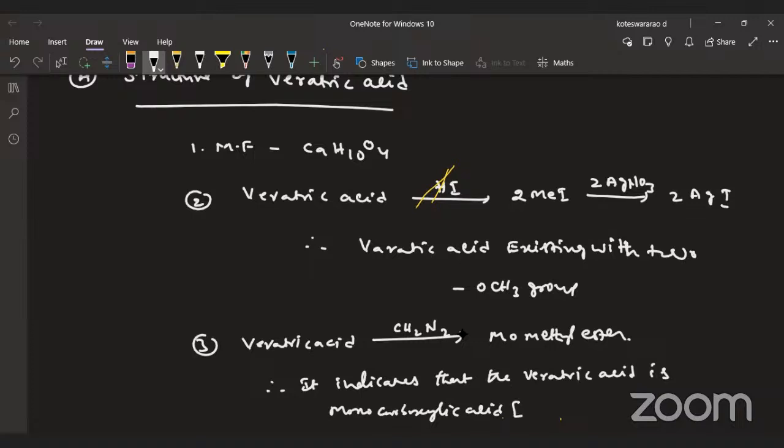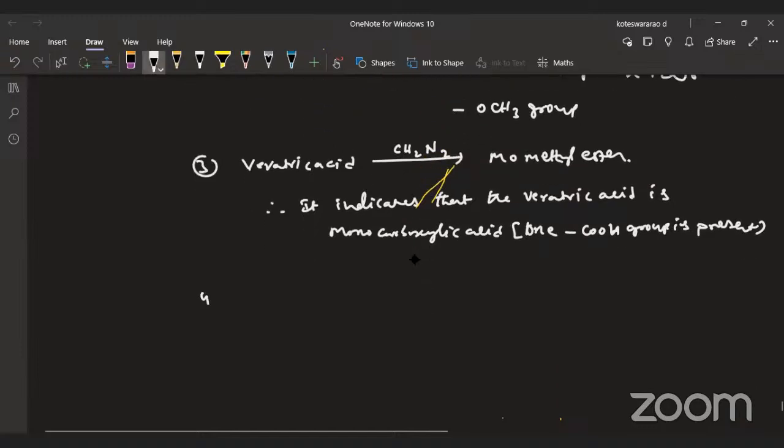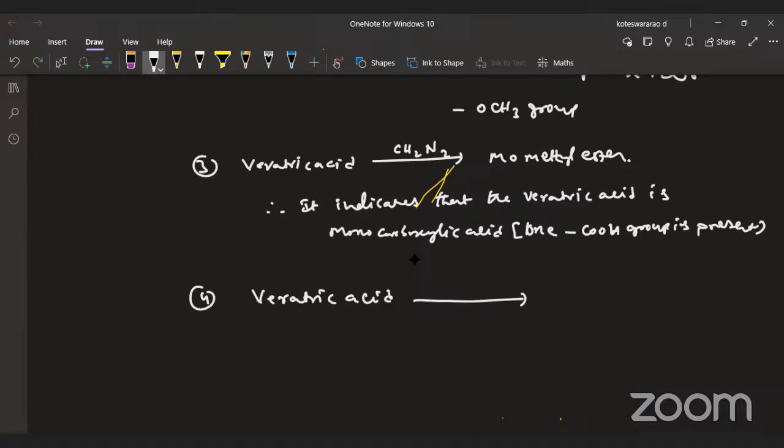What is the meaning of monocarboxylic acid? One COOH group is present. Next, this is the important step. Take the veratric acid. It is degraded by decarboxylation with calcium oxide and heat. That means only the one carboxylic acid group will undergo decarboxylation. That leads to the formation of veratrole. This is the known structure.